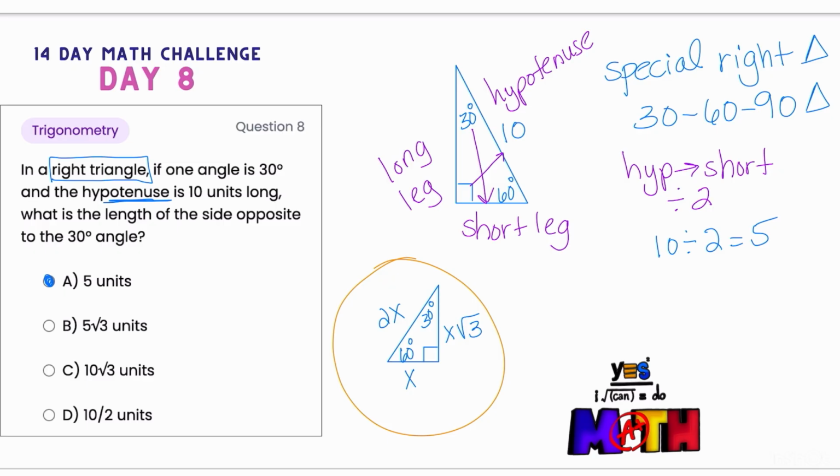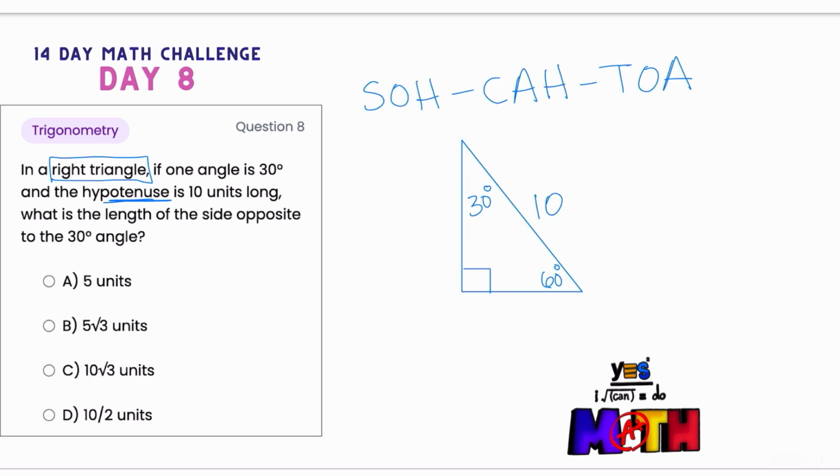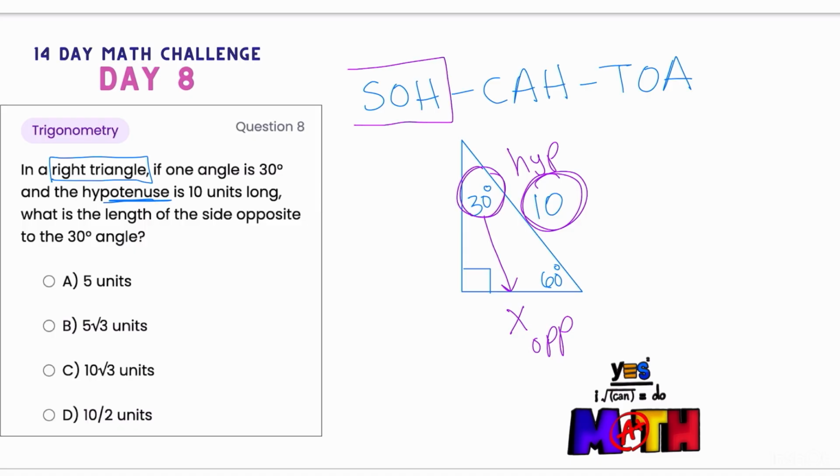What happens if you don't? If you don't know the shortcut for a 30, 60, 90 triangle, you're going to have to do this using trig: sine, cosine, or tangent. You are allowed to use SOH-CAH-TOA only for right triangles. Here, the information I have is the hypotenuse, and the information I want is the side opposite of the 30-degree angle. According to SOH-CAH-TOA, this is the hypotenuse, this would be opposite of my 30-degree angle, so I'm going to work with sine, which is opposite over hypotenuse.